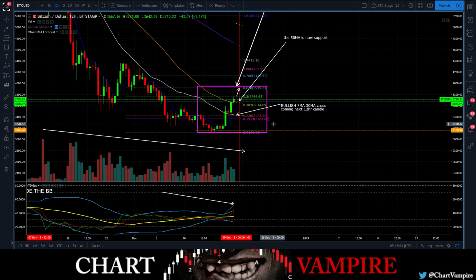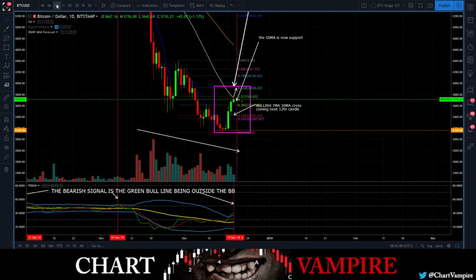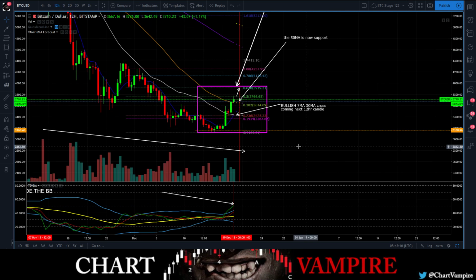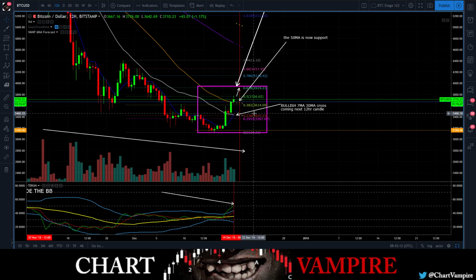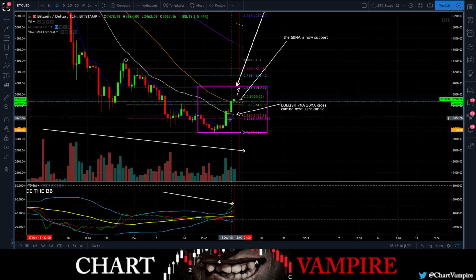And right now, that's it. 3 white soldiers on the daily. Let's see. Yeah, you could definitely put 3 white soldiers up on the daily. You're going to be looking for a retrace and then a further pump up. And this still right here is looking like a 5.